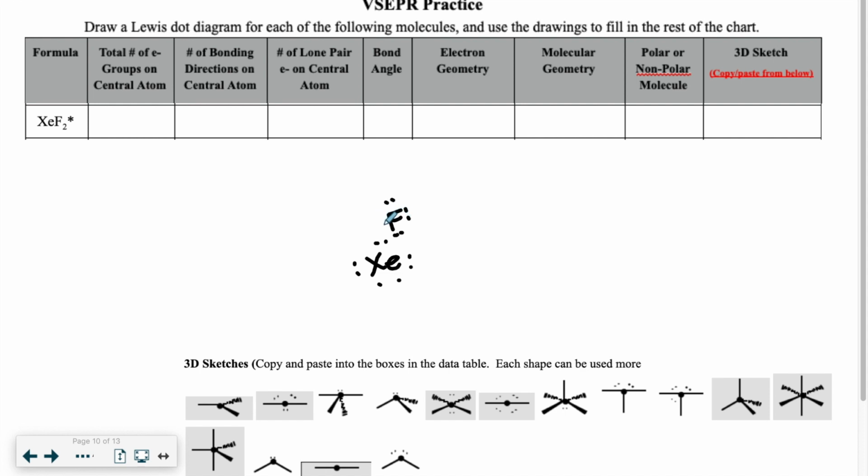Now you could spread out these fluorines, but I know that I would just have to redraw it in the end anyway, so I'm going to put both of these fluorines up here. That way I can have all of my lone pairs together in the end. So I'm going to have 3 lone pairs and then the 2 bonding directions. So 2 bonding directions, 3 lone pairs, that is a total of 5.